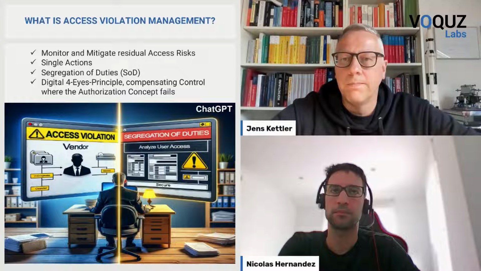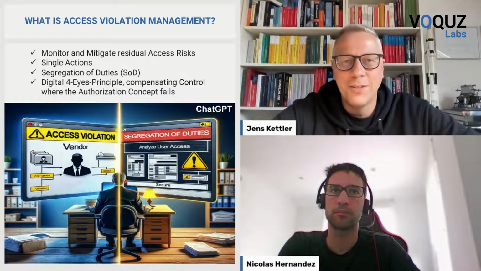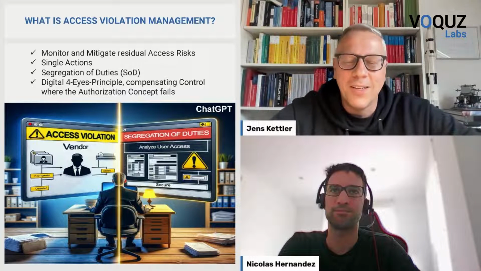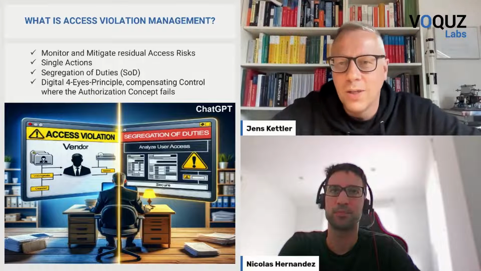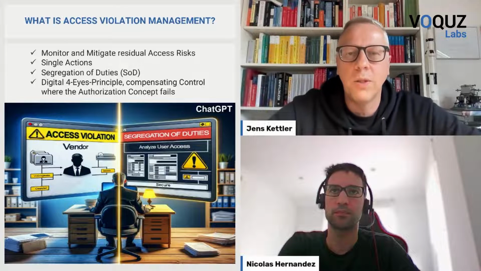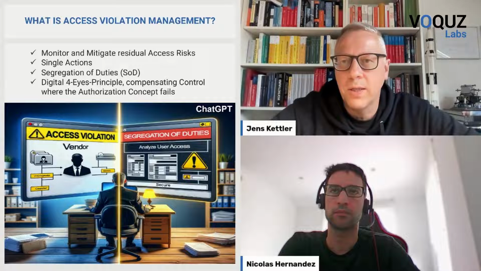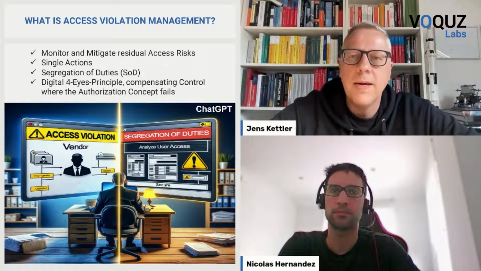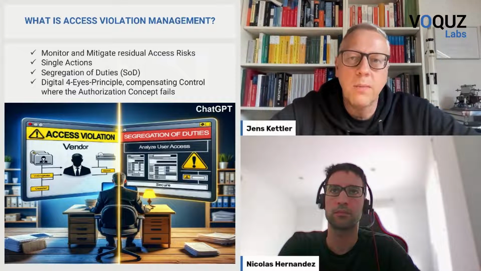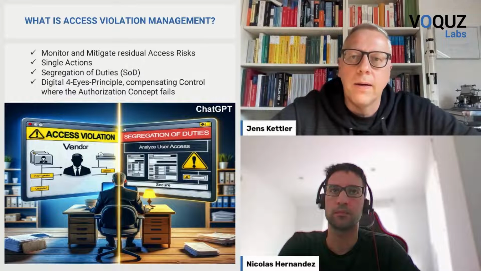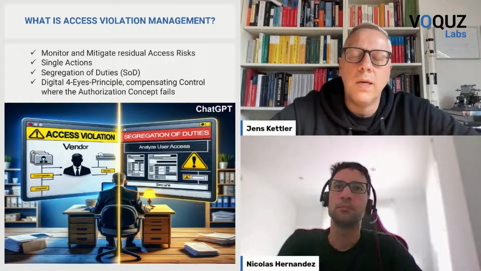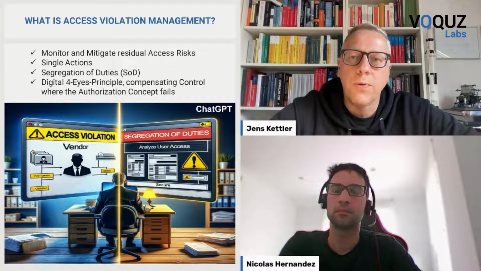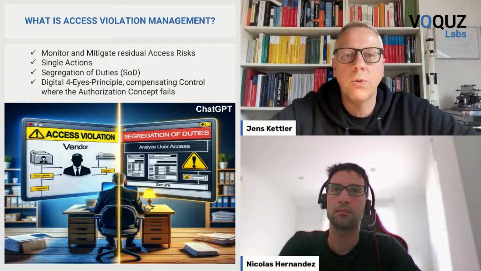It's what is depicted here in the ChatGPT picture, which tries to show what's happening: one person doing two things that should actually be separated. There is no four eyes principle in place. And you need something acting as a compensating control in those cases where the SAP authorization concept fails or is too weak, let's say.